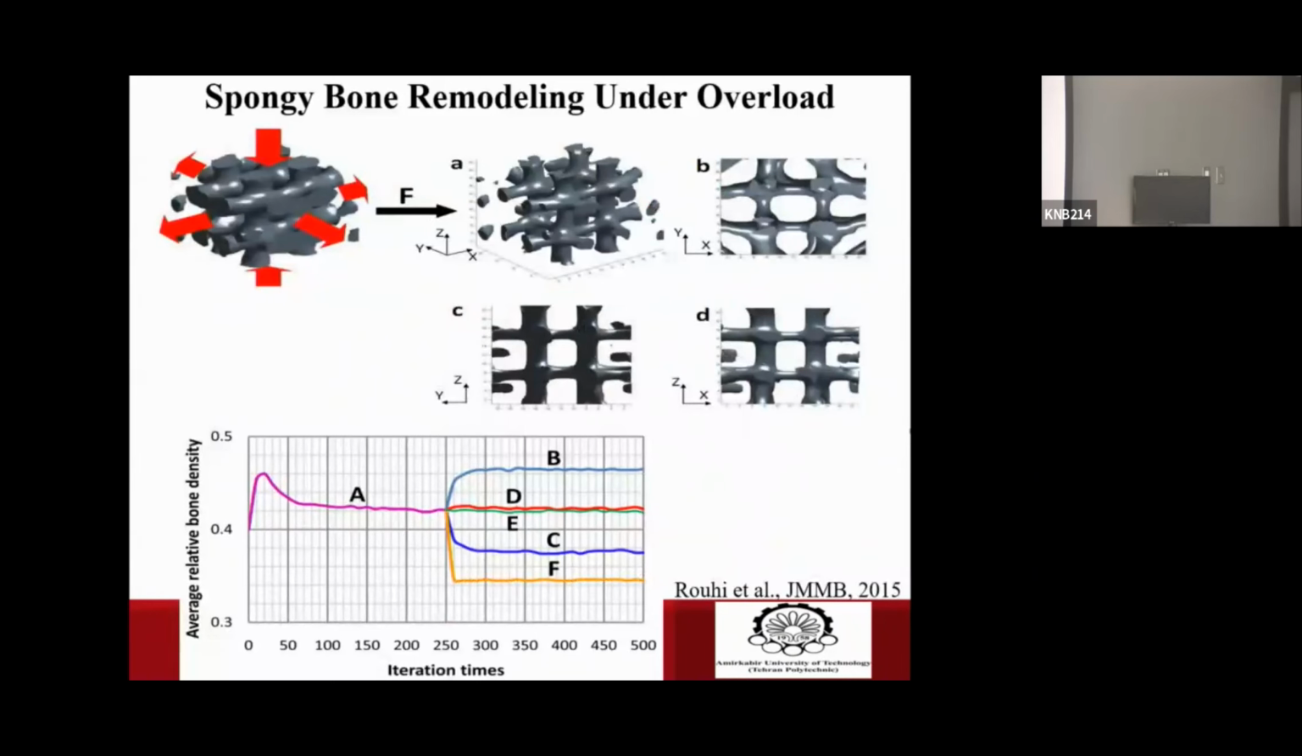We can also see the effect of overloading in a spongy bone using the same semi-mechanistic model I briefly explained. As you can see, if I increase the load, I have an increase in the apparent density of bone. If I decrease the load, apparent density would decrease. If I consider an abnormal increase in the load I apply, I can see a reduction in the bone density.